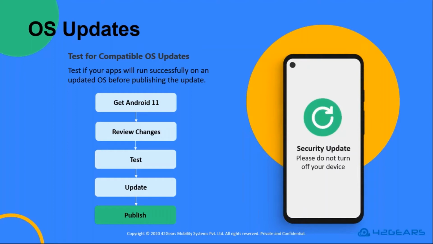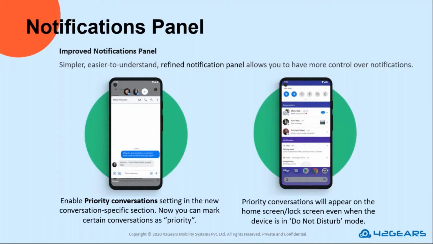Now let's shift our focus to a new feature, that is a notification panel. It's an improved notification panel. It is simpler and easier to understand, and the refined notification panel allows you to have more control over notifications. By marking certain conversations as a priority, the admin can enable the priority conversation setting in a conversation-specific section.